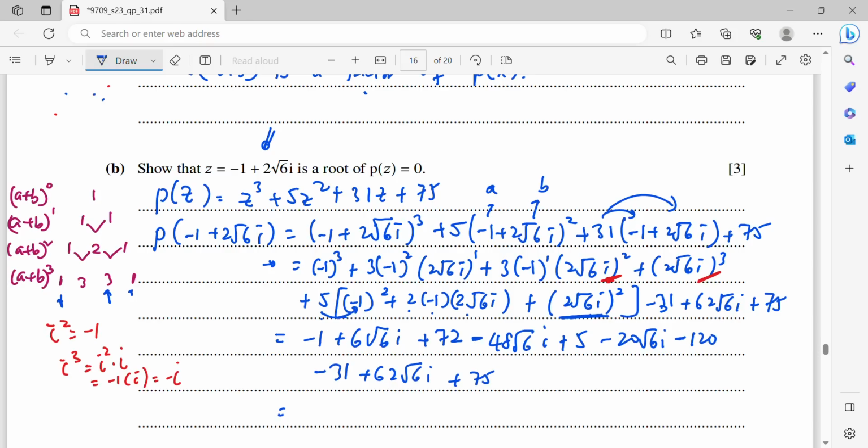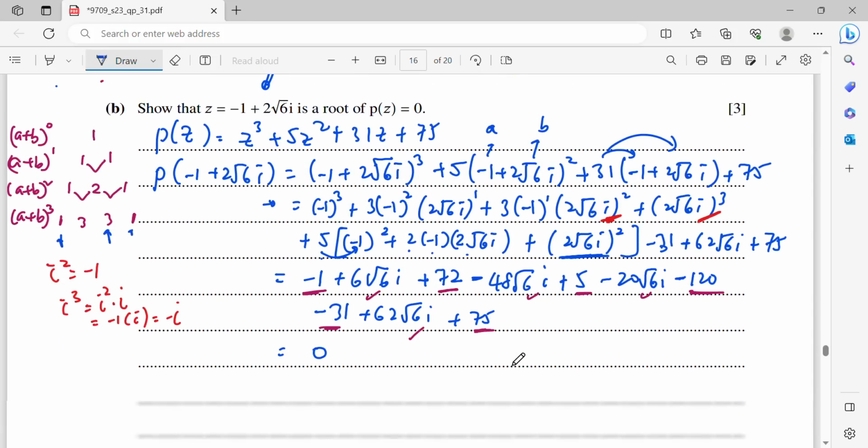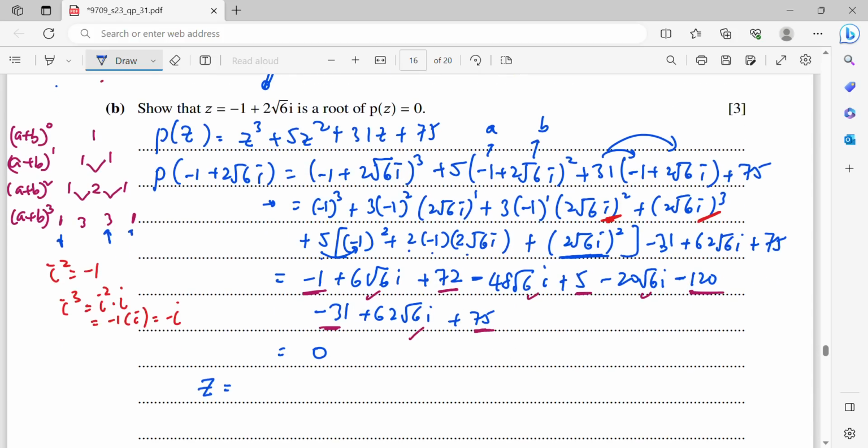Then now, when you simplify, okay, look at here. Minus 1 plus 72 plus 5 minus 120 minus 31 plus 75, it will be 0. Okay, total will be 0. Same for the i. Those with the i, when you add all together, it will be 0 as well. So at last, I get 0. So once you get 0, then we can say the z, negative 1 plus 2 root 6i, is a root of p(z) equals 0. Okay, so done for this question.